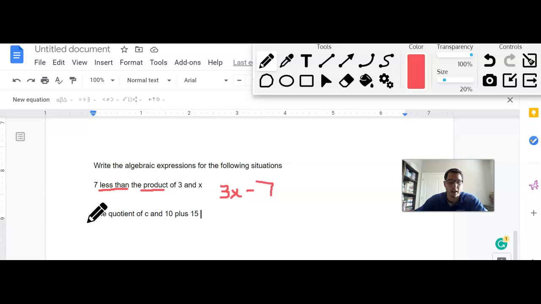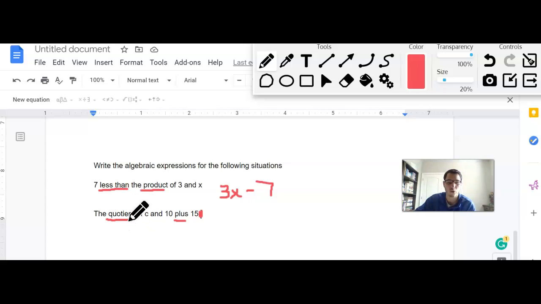All right, go ahead and try this last one. This is my cursor, ignore this. It is just the quotient of c and 10 plus 15. All right, let's go ahead and go over this one. You have the quotient of c and 10 plus 15. So your two key words for operations are quotient and plus. Remember, quotient is the answer to a division problem, and plus is addition.